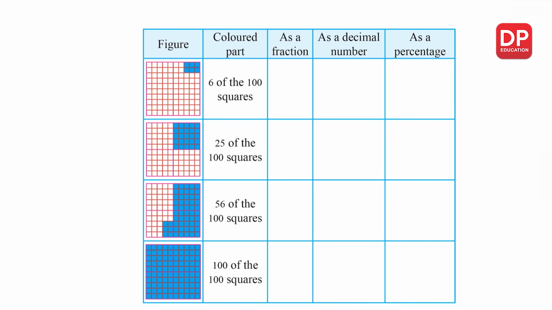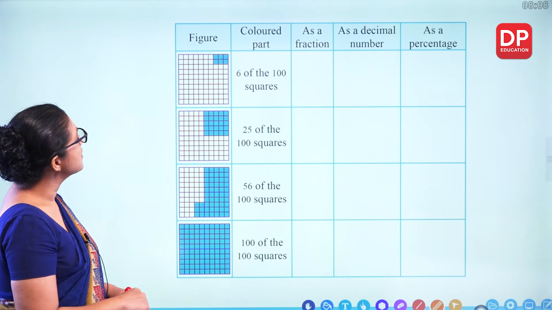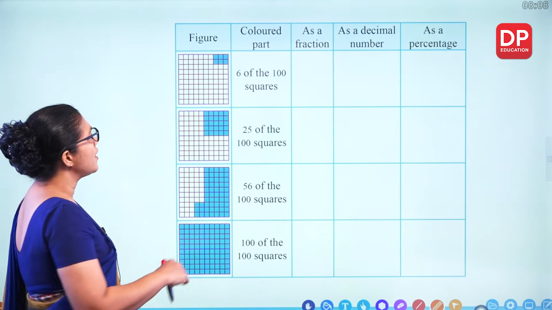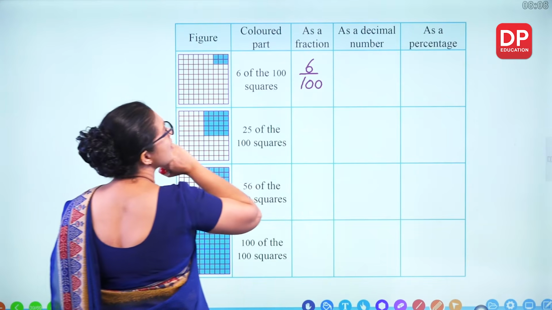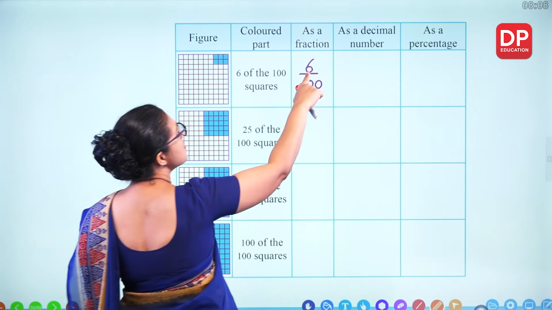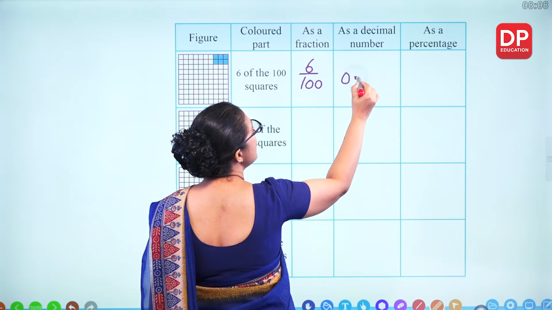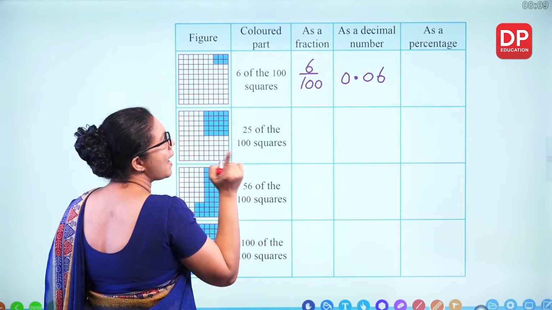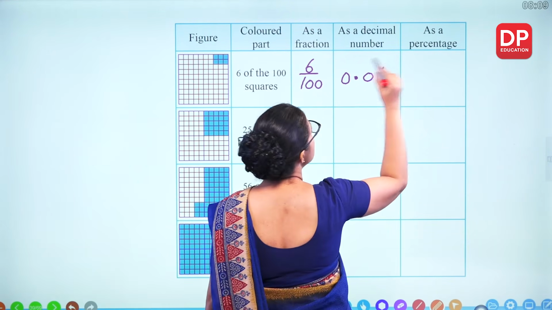So this is an exercise from your textbook. So this is an activity. So you have been given a figure, colored parts, 6 out of 100 squares. So as a fraction, how can we write down the shaded part? 6 over 100. As a decimal, 6 divided by 100 means move the decimal place 2 places to the left. 0.06. As a percentage, 6 out of 100 means 6%.